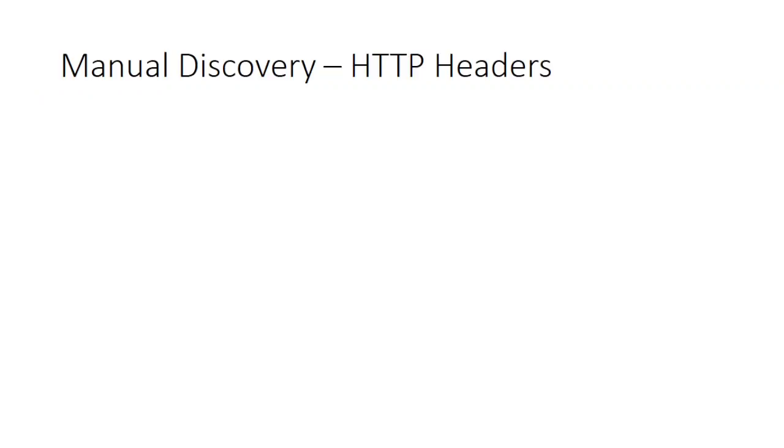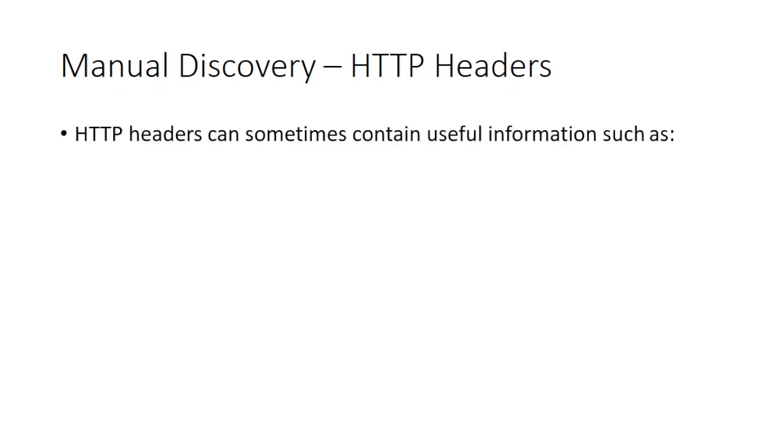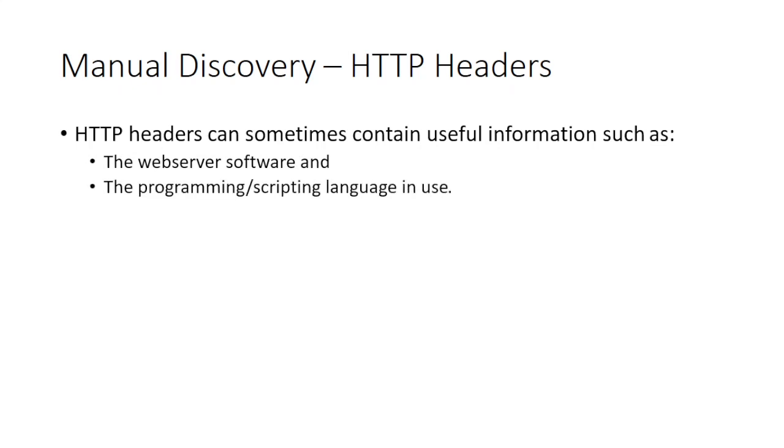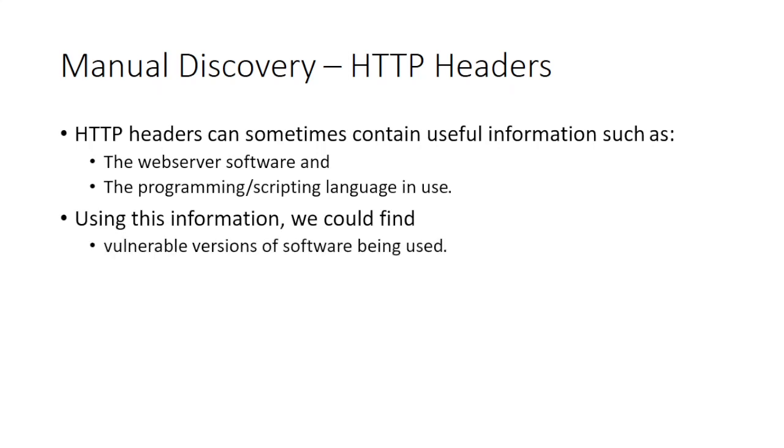So in manual discovery, we also have HTTP headers. When we make a request to a web server, the server returns various HTTP headers. These headers can sometimes contain useful information, such as the web server software and the programming scripting language in use. Using this information, we could find vulnerable versions of the software being used, so we can search for the web server software version and then find if there are any known vulnerabilities.